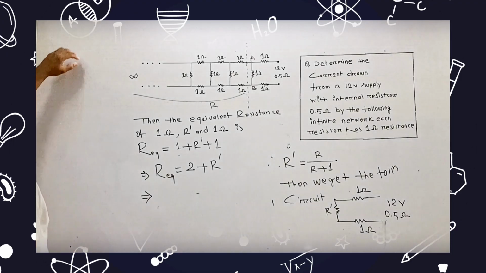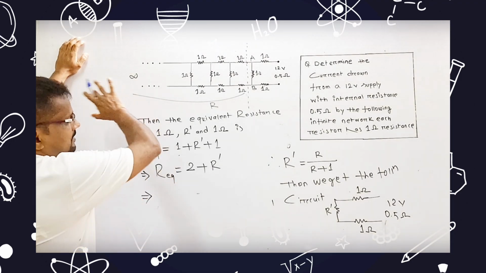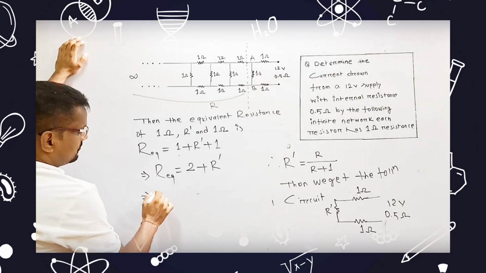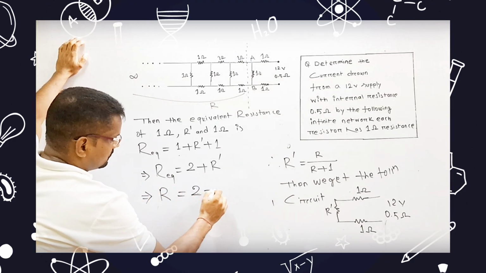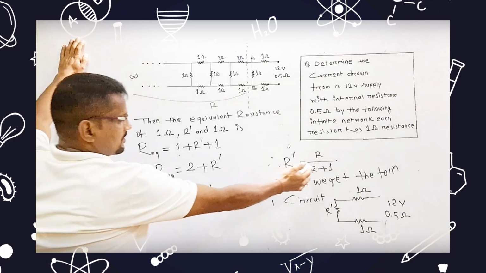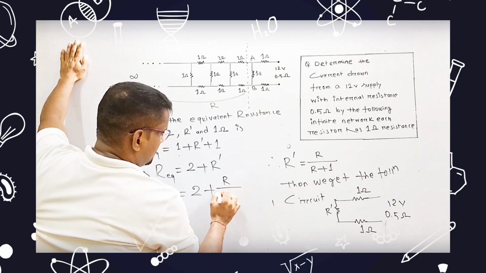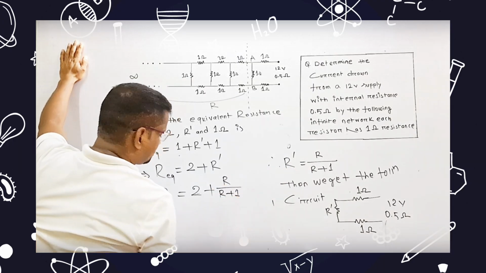R equivalent, that is nothing but resistance of the entire circuit, which is R, directly equals 2 plus R by R plus 1.